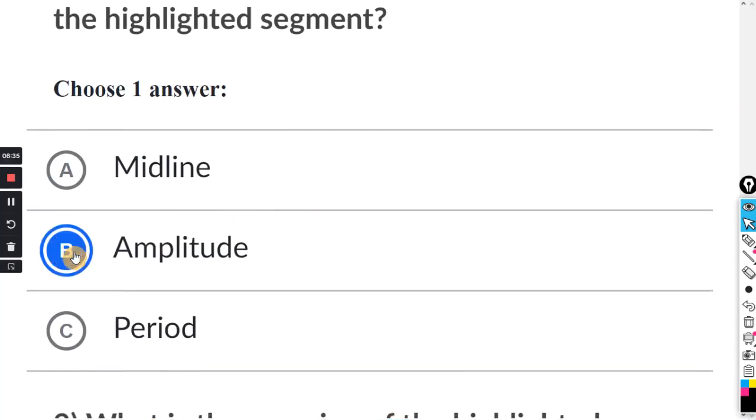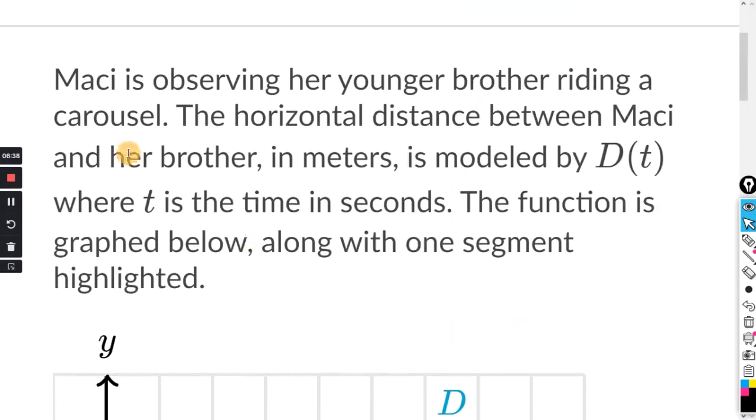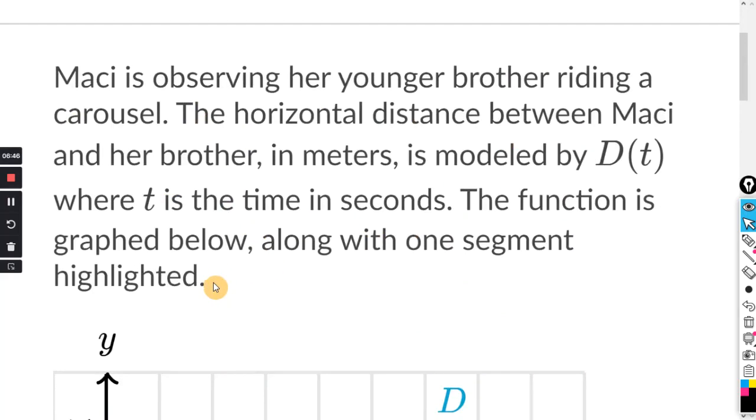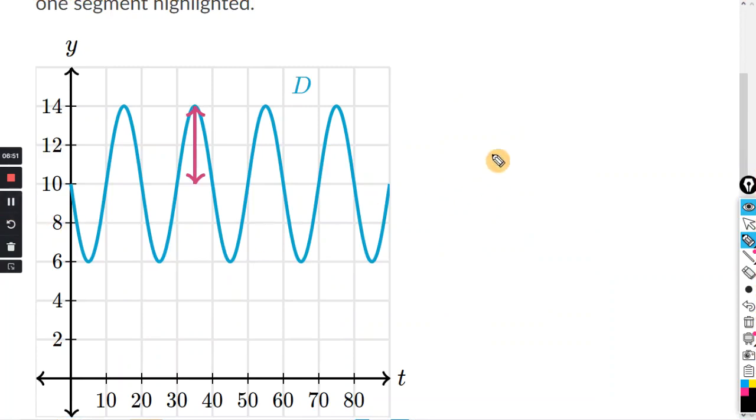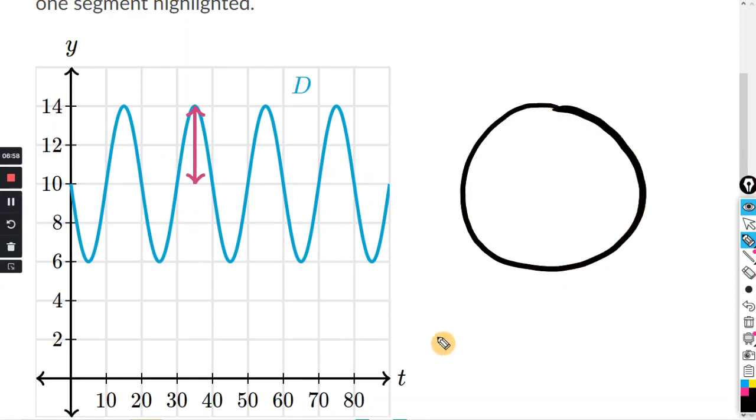That's an amplitude. And it says, Macy is observing her young brother riding the carousel. The horizontal distance between Macy and her brother is modeled by this function. All right. So let's do a little sketch. So let's see. We're going to draw a carousel. All right. And we have Macy observing the brother riding the carousel.